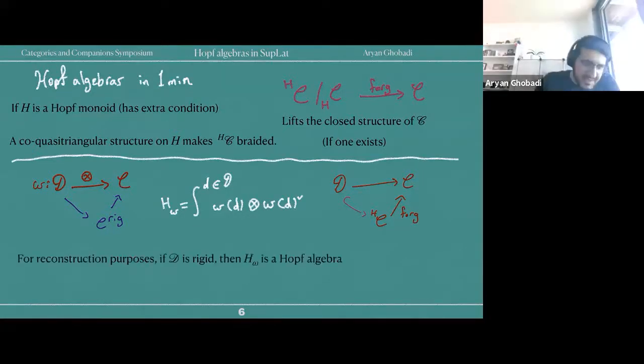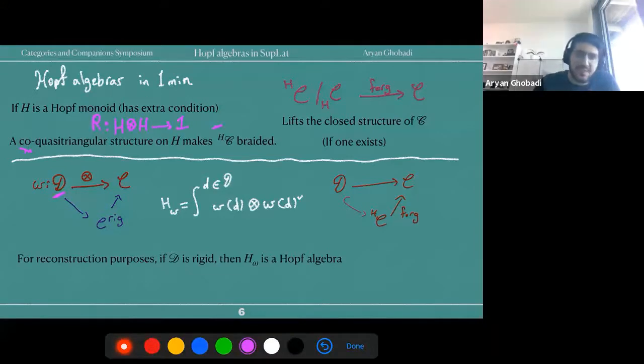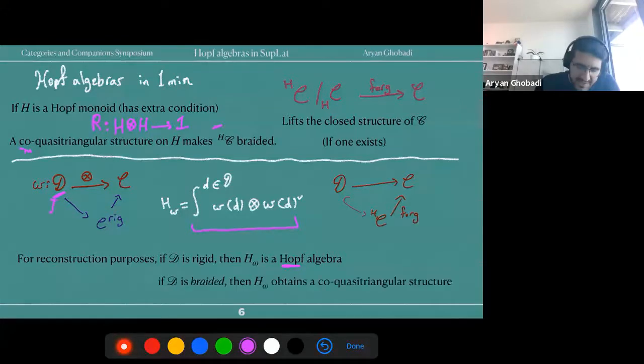Now, let's go back to the reconstruction perspective. All I care about is that if I start with a category that's rigid, if my D is rigid, this guy is not only going to be a bi-algebra, but it's in fact going to be a Hopf algebra. So that's the first thing that it tells me. And whenever this D, which in my case, it's going to be the smallest braided category, whenever it's braided, it equips this guy with a co-quasi-triangular structure.